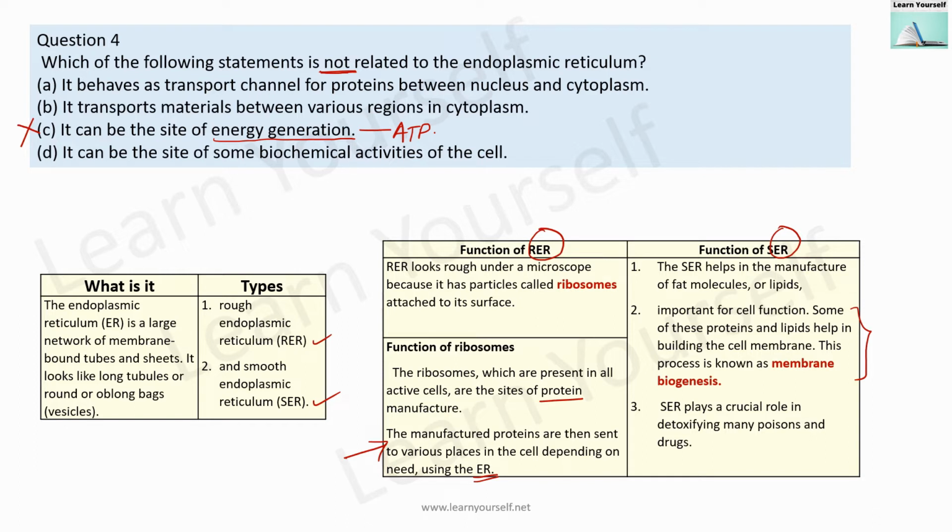Option D is it can be the site of some biochemical activities of cell. Yes, they are manufacturing, they are helping in membrane biogenesis. So yes, they are helping in biochemical activities of the cell. So option D also is correct. So option C is wrong and it is not related to endoplasmic reticulum.